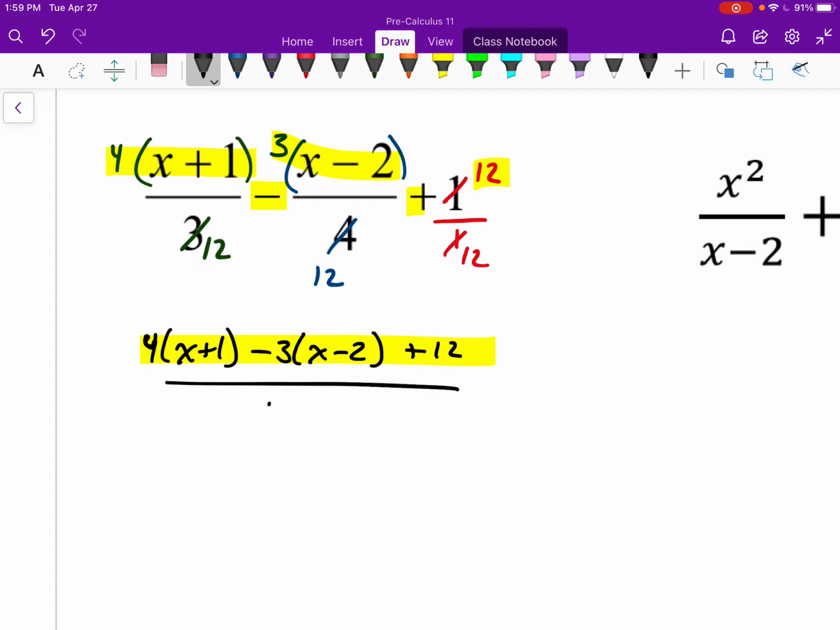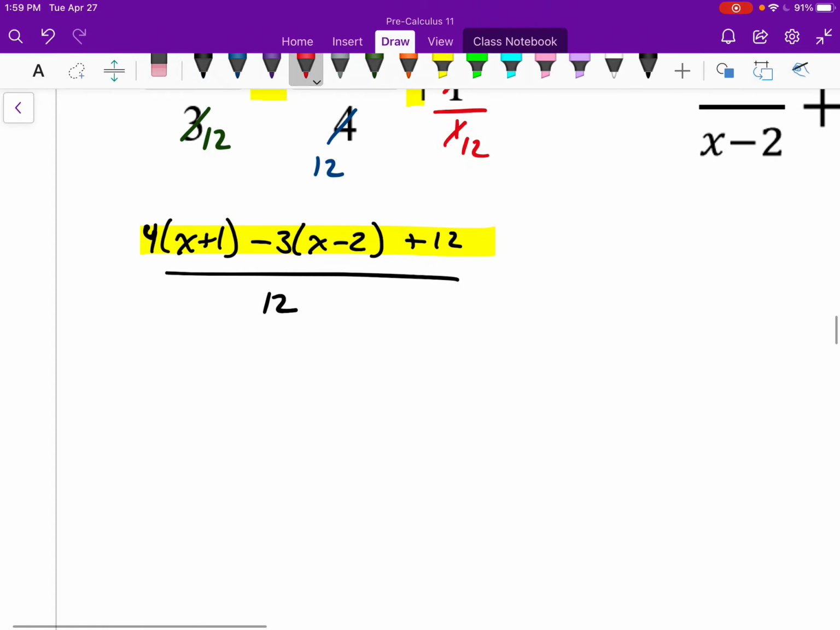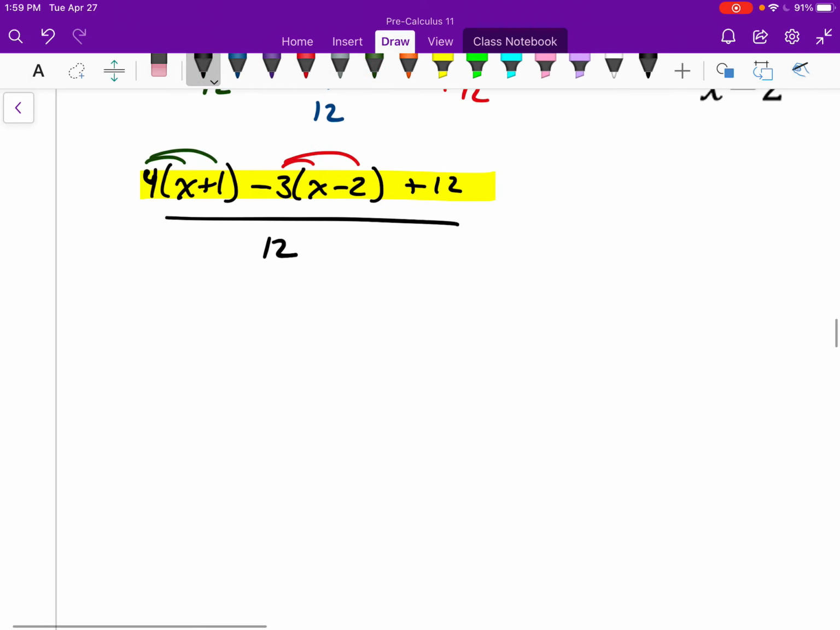But my denominator is nice. It's just 12. Okay, so now let's clean this up. I can distribute this negative 3 here. I can distribute this 4 right here. So notice I get not minus 3x plus 6, because it's minus 3 times minus 2, plus 12.